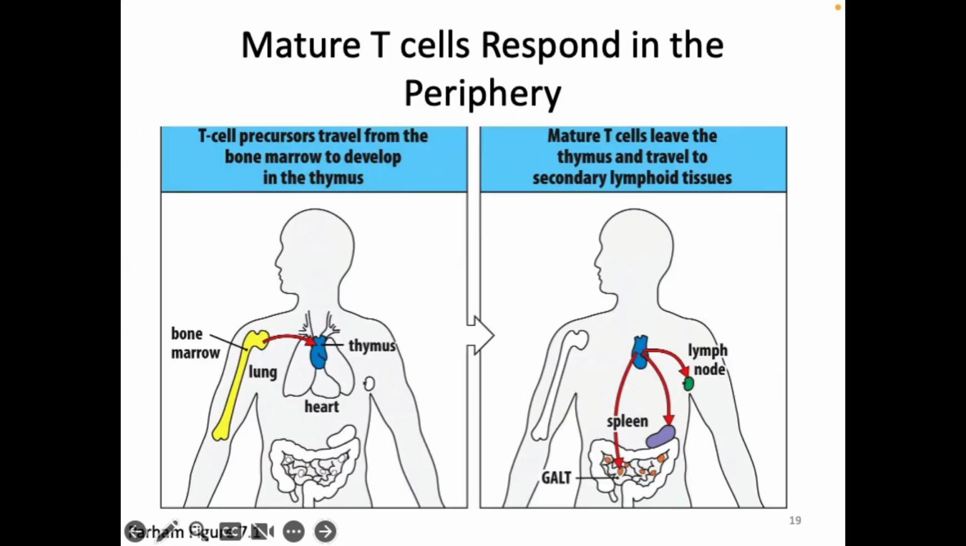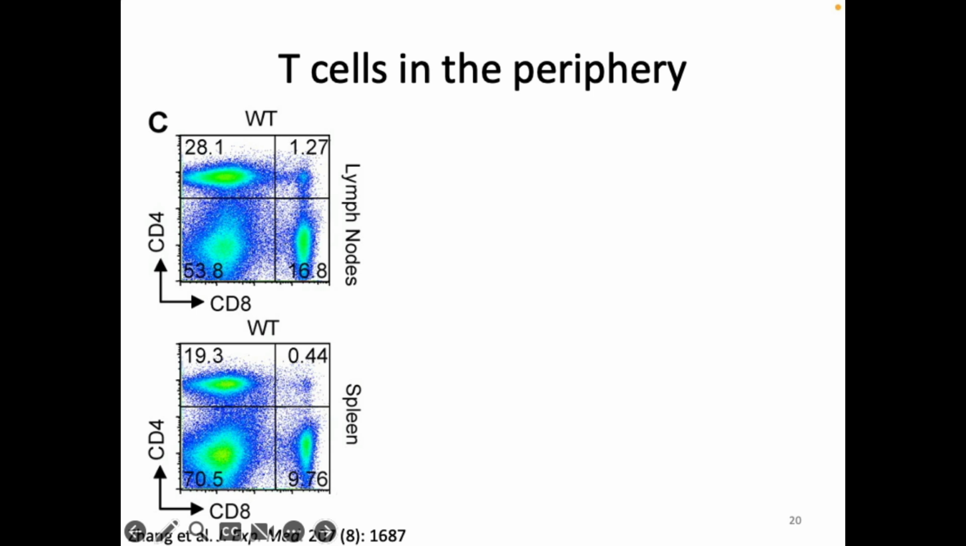Once the T cell has made a decision about whether to be a CD4 positive cell or a CD8 positive cell, that cell will now exit the thymus and will move to secondary lymphoid organs and be in the periphery. We can look at plots like this to know some things about those T cells in the periphery.